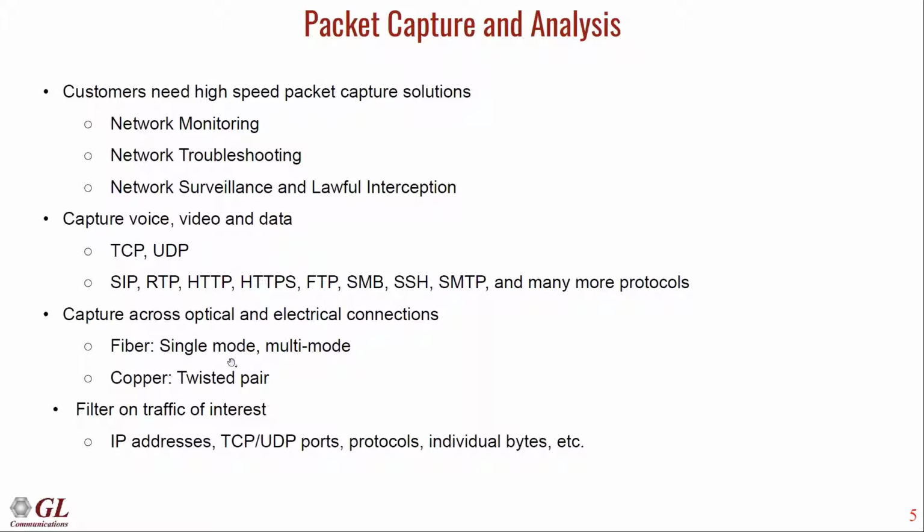Ethernet, of course, is carried over both, and high-speed Ethernet is carried over both. And finally, no matter what the customer is, usually they want to filter on the types of traffic that they're interested in. So they could be interested in specific IP addresses, or specific TCP/UDP ports, specific protocols, or perhaps at the individual byte layer of the packet, they're trying to identify certain packets. So they're not always interested in all the traffic that's passing through this high-speed pipe, but they want to be able to filter at wire speed on this traffic.